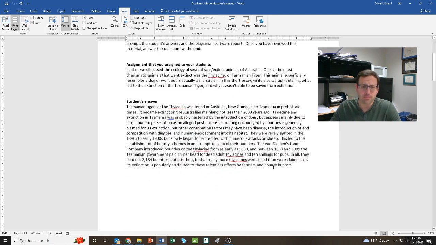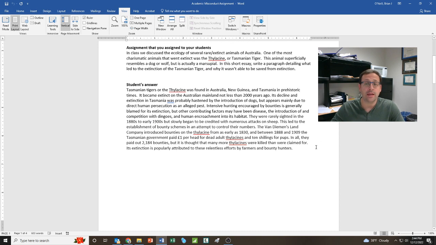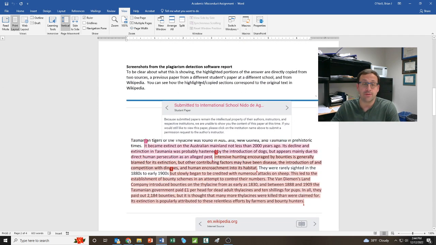Now, let's pretend that this is the student's answer. I'm not going to read this whole thing, but that's what the student wrote. Your job then is to go through and see what the plagiarism detection software came up with, and then answer some questions at the end about it. And this is what we have here.